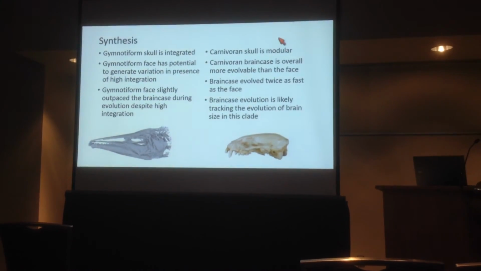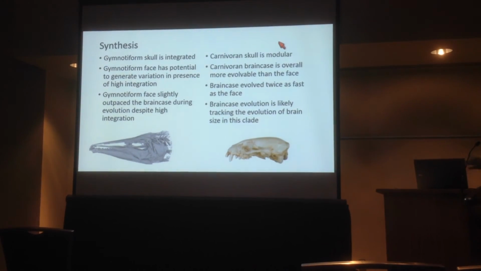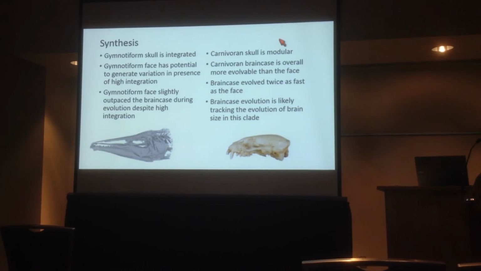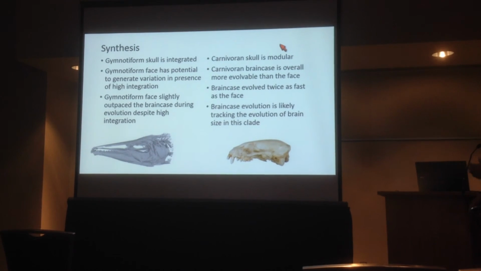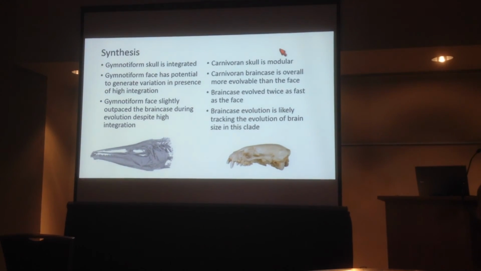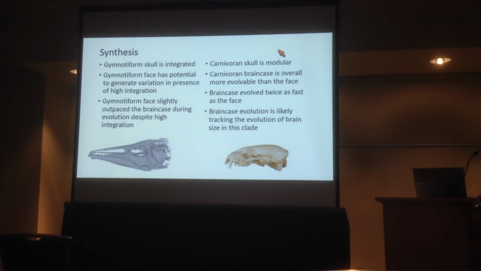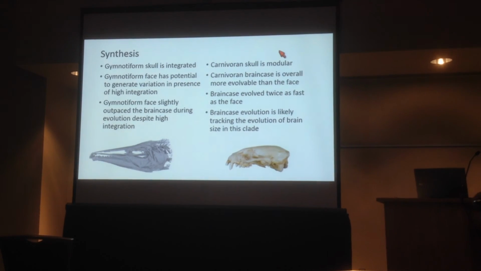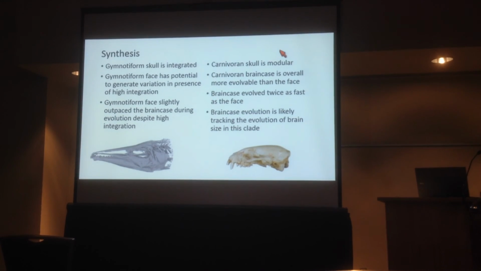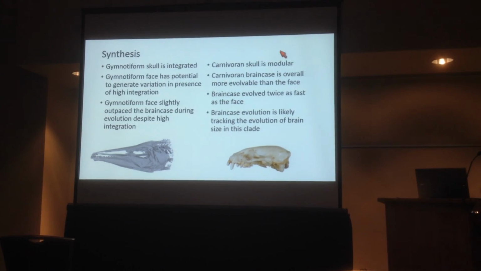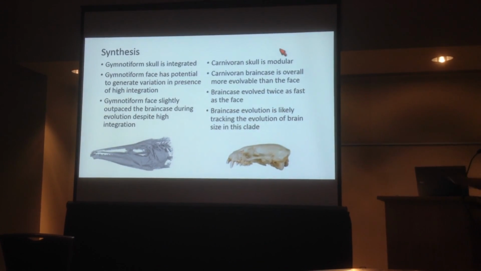So, let's synthesize. The genetiform skull is integrated in evolution. However, the face has the potential to generate variation despite integration. Therefore, I hypothesize that the genetiform face slightly outpaced the brain case during evolution despite high integration because of this innate ability to generate just a little bit more craniofacial variation. As far as the carnivoran skull, it's modular, and as a result of its modularity, the brain case is more vulnerable than the face, and due to its higher vulnerability and respondability, it is able to evolve twice as fast, likely due to pressures tracking brain size evolution.